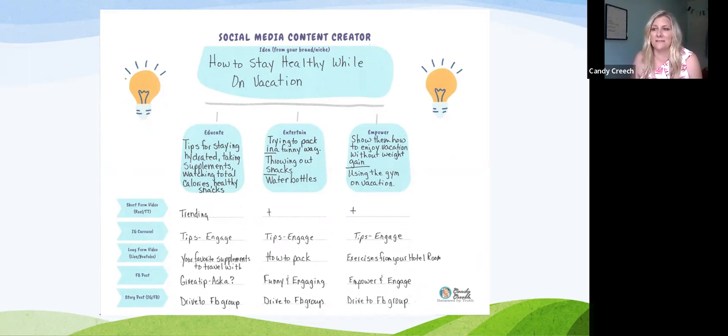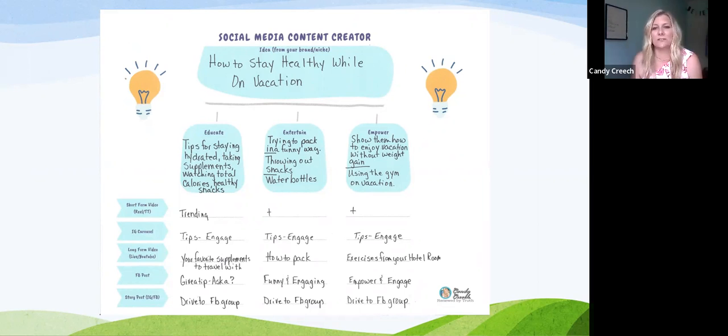Throwing out snacks. You could throw out unhealthy snacks that you were going to take, and then throw in some healthy snacks that you're going to take. Water bottles. You're like, oh, I want to make sure I get enough water in. So you could gather up all these bottles or different containers that you have, like, I've got to make sure I get all my water in. With entertaining, I think this is probably the easiest one to always come up with fun content for.